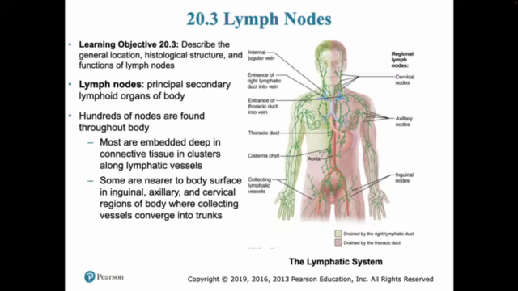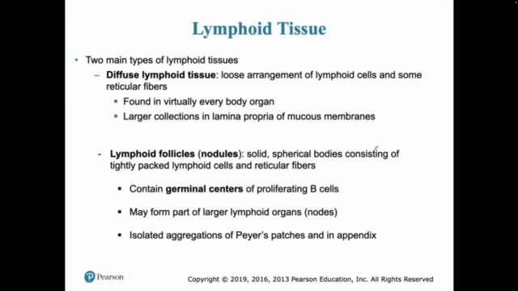For example, these are the nodes. These are the different nodes. But the lymphoid diffuse tissue can be located anywhere, while these are the specialized nodes, you can even see them visually. So they are much more solid. Solid and spherical bodies, consistently tightly packed with lymphoid cells and reticular fibers. They are the germinal centers of proliferating B cells, and may form a large part of lymphoid organs as well.